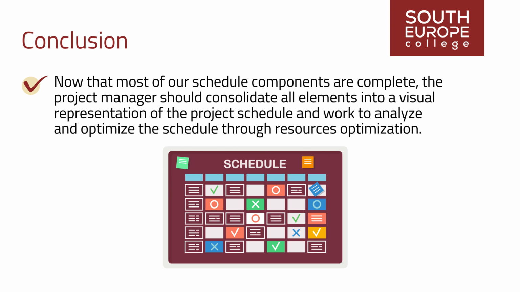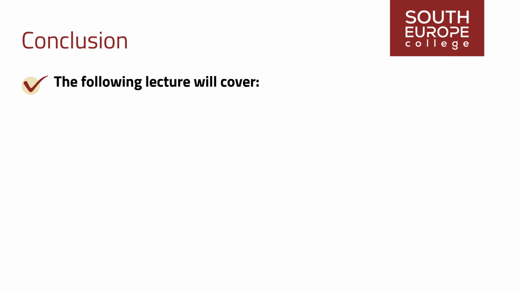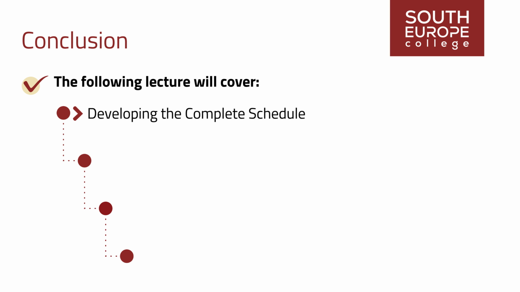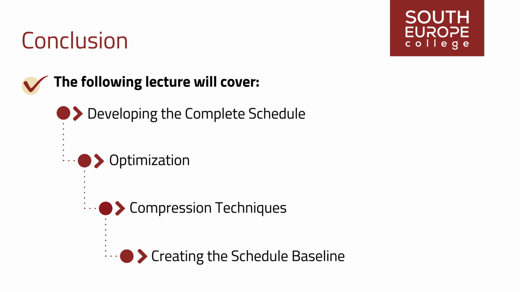Now that most of our schedule components are complete, the project manager should consolidate all elements into a visual representation of the project schedule and work to analyze and optimize the schedule through resource optimization and schedule compression techniques to produce a complete schedule that meets project objectives and serves as the basis for managing, monitoring, and controlling project time. The following lecture will cover developing the complete schedule, optimization, and compression techniques, and creating the schedule baseline.